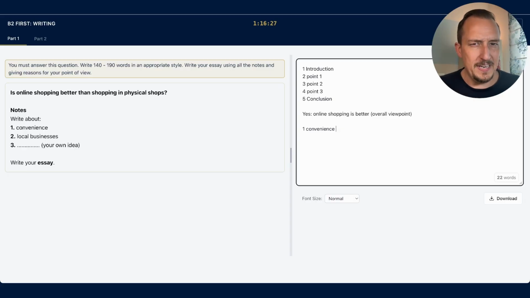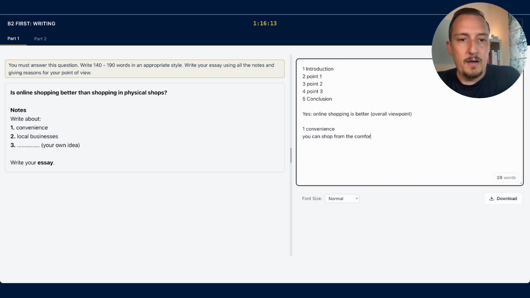Because it's more convenient, right? You can do it from the comfort of your own home. So let's come up with ideas of how convenience might support our viewpoint. We just had one there, which was a really good one: you can shop from the comfort of your own home. That's a really nice phrase. It means you can do it from your own home, but you can be sort of comfortable or relaxed whilst you're doing it. What else can we say about convenience?